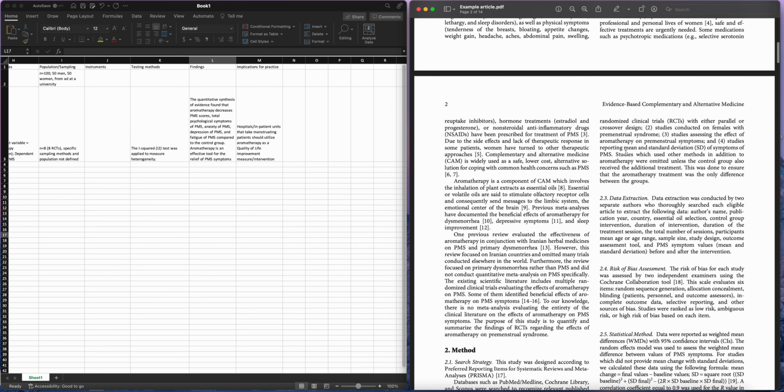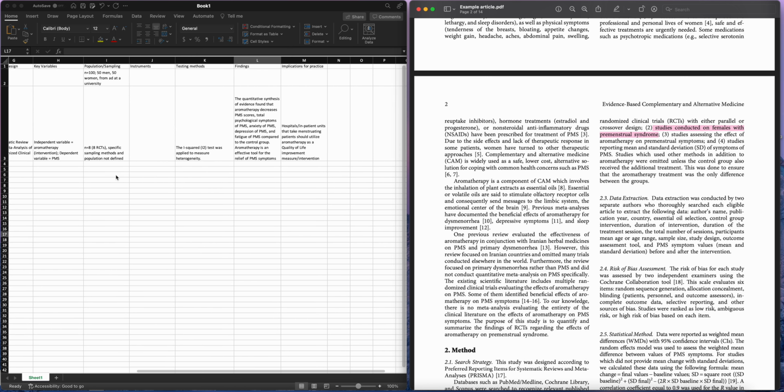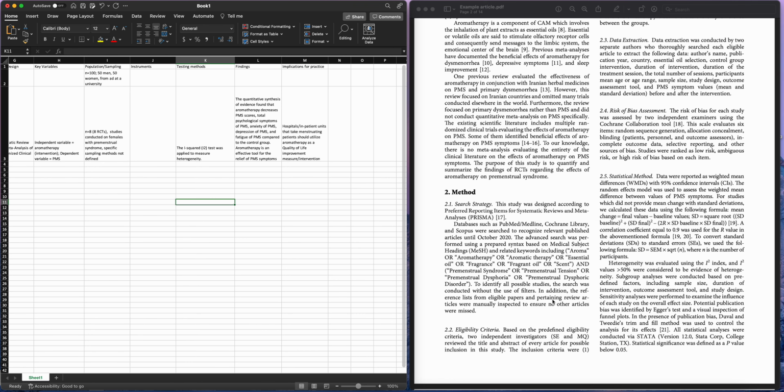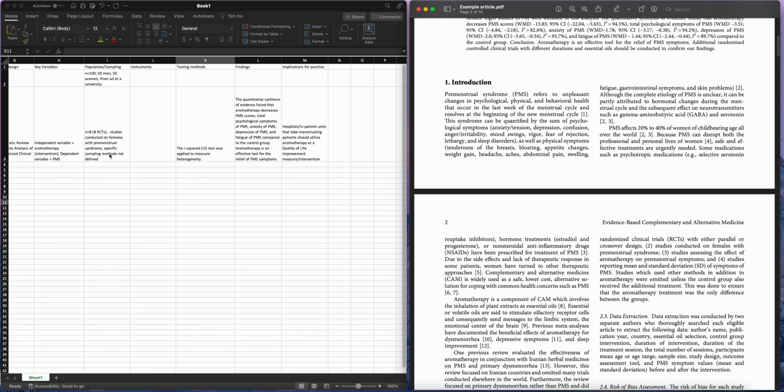Eligibility criteria: randomized control trials or crossover conducted on females. So this is also part of your females with premenstrual syndrome. So this could be a part of your population. Specific population not defined. Well, we have a population now. Specific sampling methods not defined. Because this is a systematic analysis again, you could just talk about the inclusion-exclusion criteria here if you want.